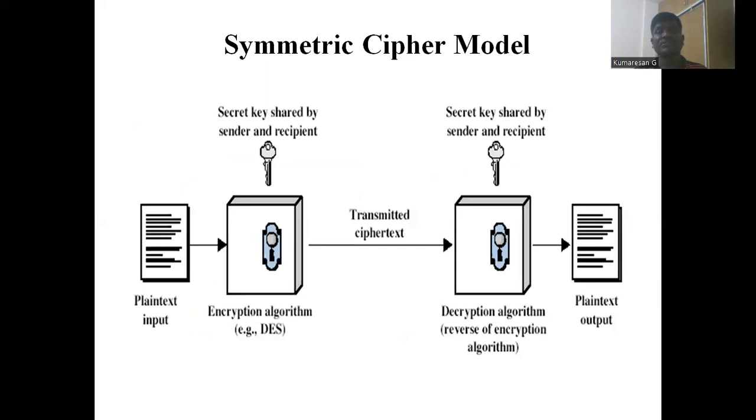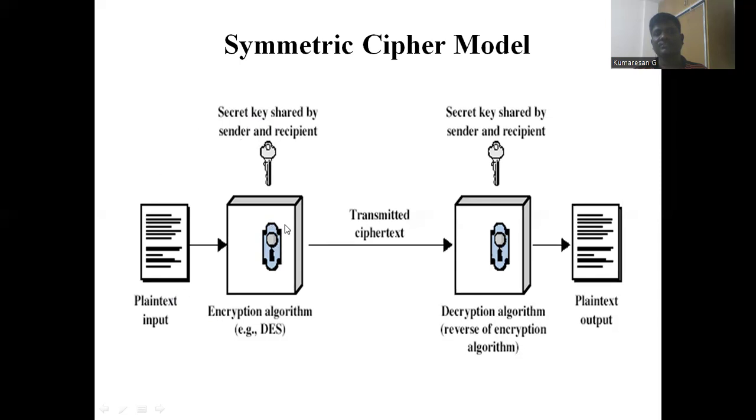Now let's see one simple example of the symmetric cipher model. Assume that this is the plain text, some message. That message is encrypted with the help of some encryption algorithm. Here the encryption algorithm is DES, the Data Encryption Standard algorithm. With this algorithm, we encrypt the message with a key, which we call the secret key. This secret key is shared by sender and recipient. Without the key we cannot open it, because the key is unique. So this is the first step.